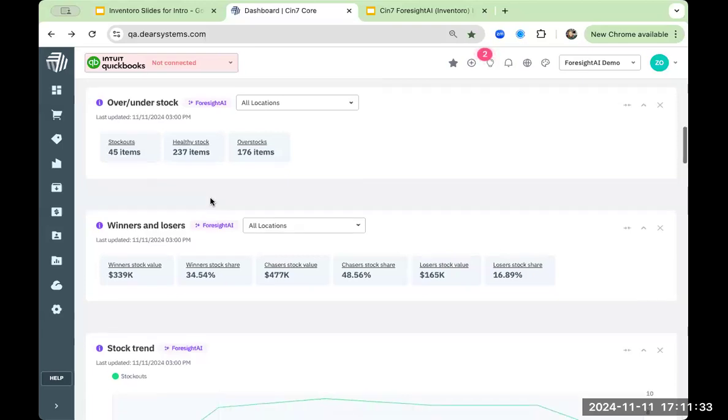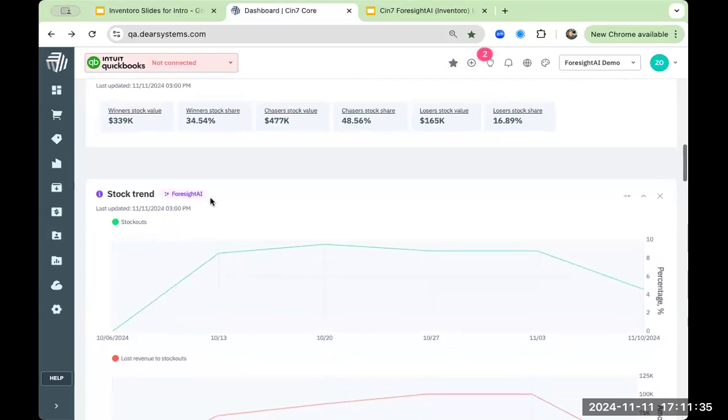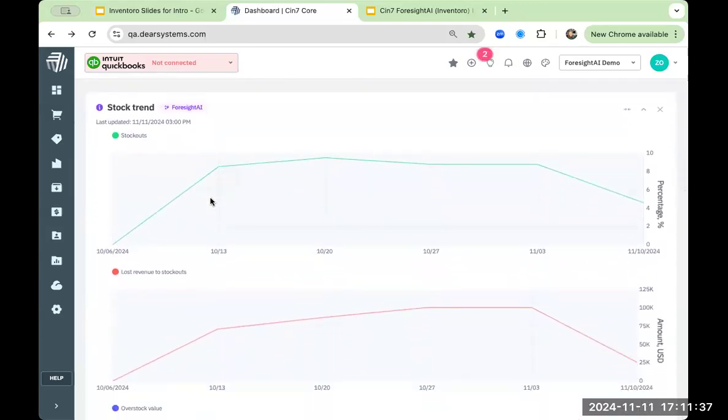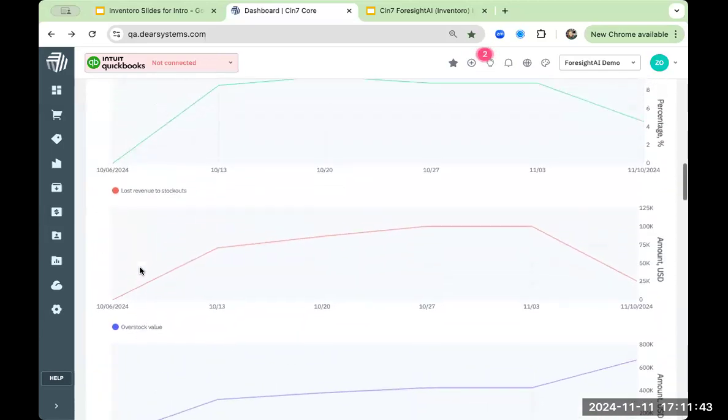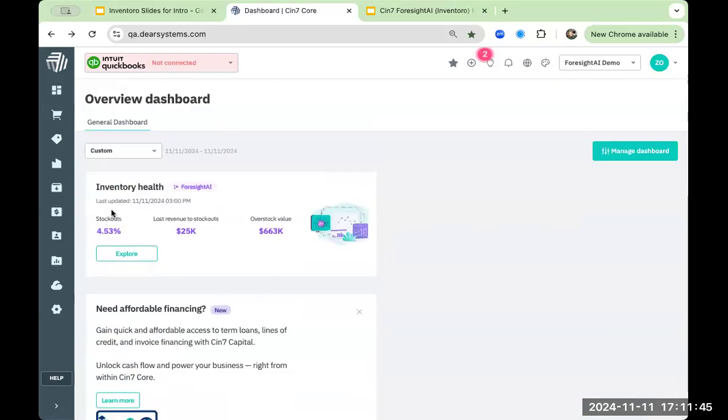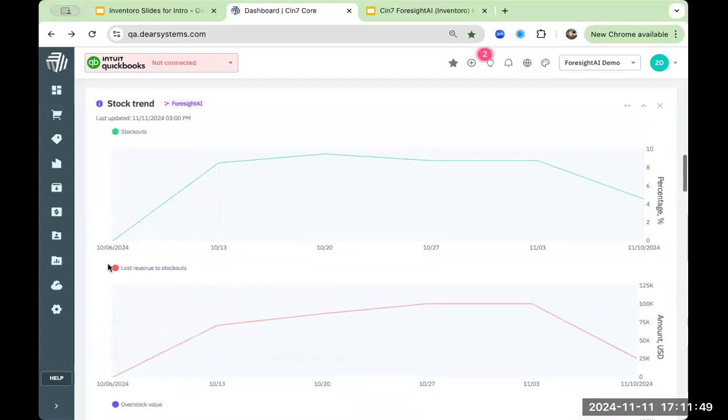Awesome. And with that, we have one last widget to go over on this page, and this is stock trend. So as you can see, we have our stockouts, lost revenue to stockouts, and our overstock value. This is actually going to match the data that's up here in the inventory health. However, this is going to show it over time, so how well it has been performing.